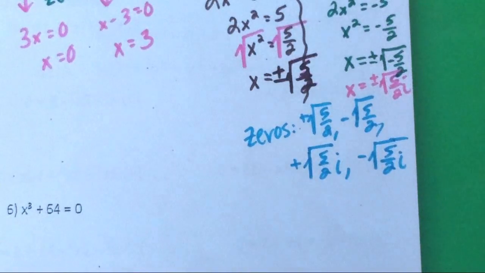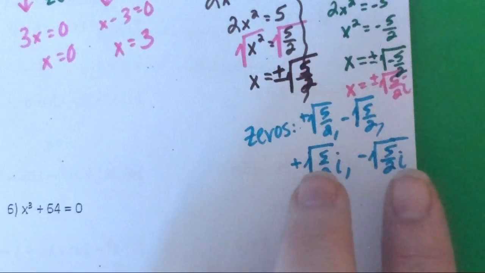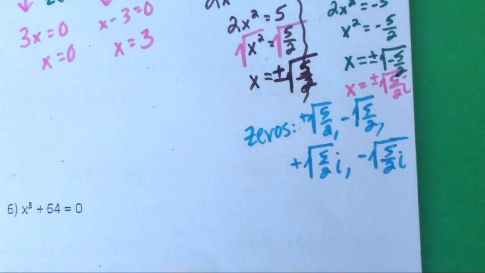Yes, our graph has 4 zeros because it is x to the 4th. But only 2 of those are real zeros. The ones with i are called imaginary zeros. For 3 points, because you don't remember, but it would just make my whole day if you did, can you tell me what the deal is with those imaginary roots on the graph?